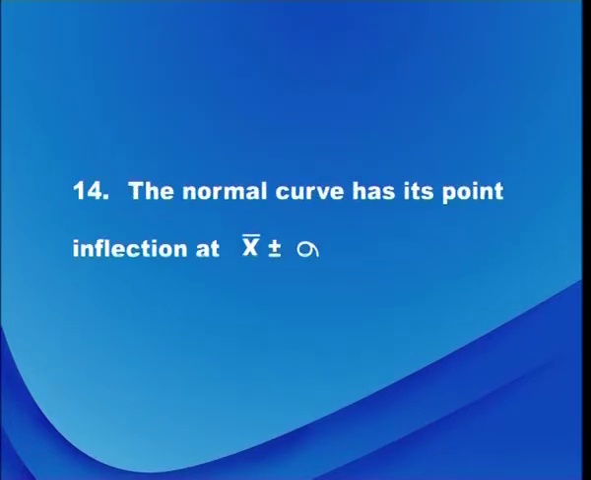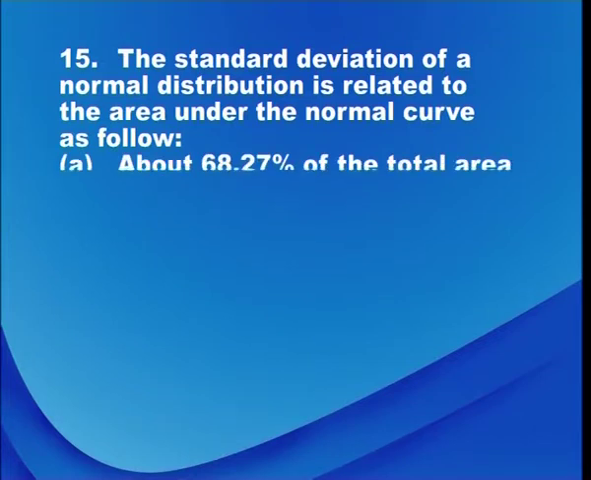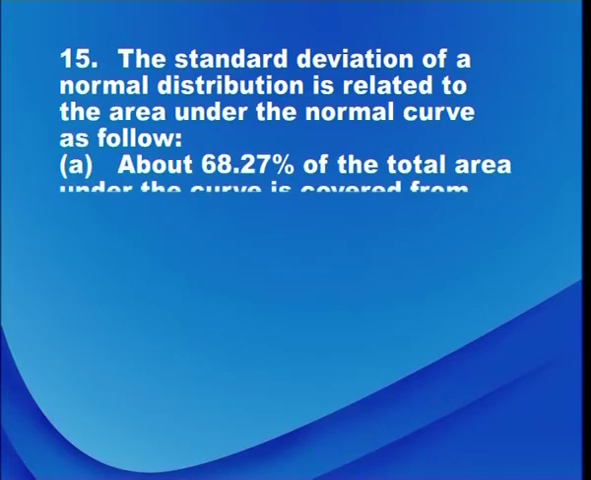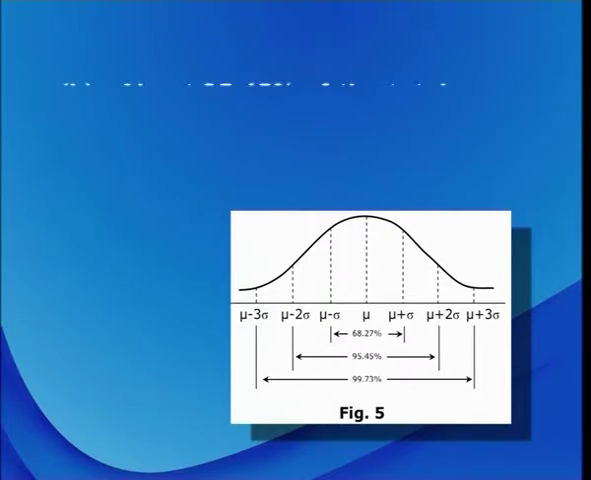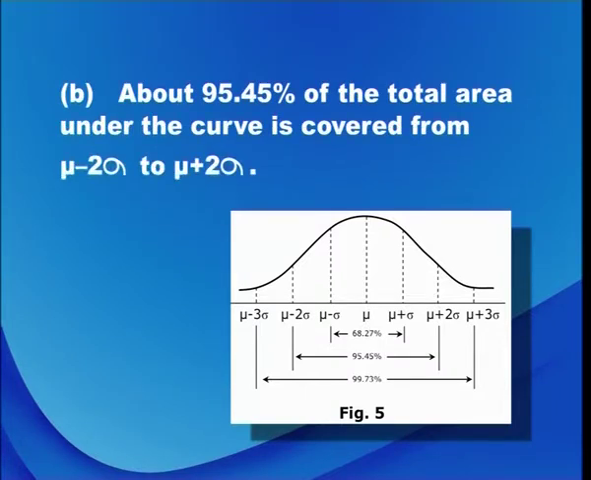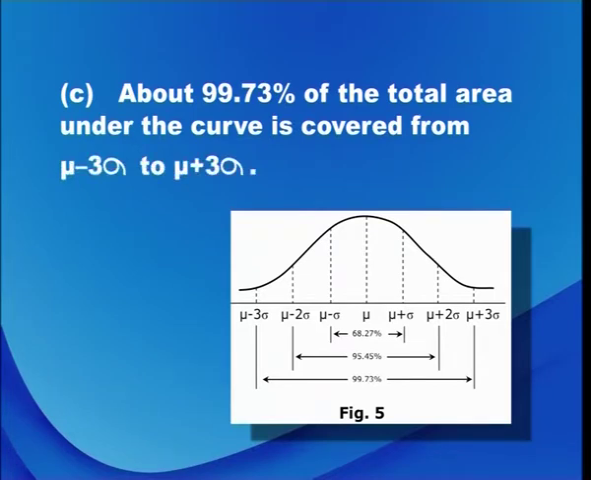The normal curve has its points of inflection at x bar plus or minus sigma. The standard deviation of a normal distribution is related to the area under the normal curve as follows. First, about 68.27% of the total area under the curve is covered from mu minus sigma to mu plus sigma. See image 5 for that. Second, about 95.45% of the total area under the curve is covered from mu minus 2 sigma to mu plus 2 sigma. Third, about 99.73% of the total area under the curve is covered from mu minus 3 sigma to mu plus 3 sigma.